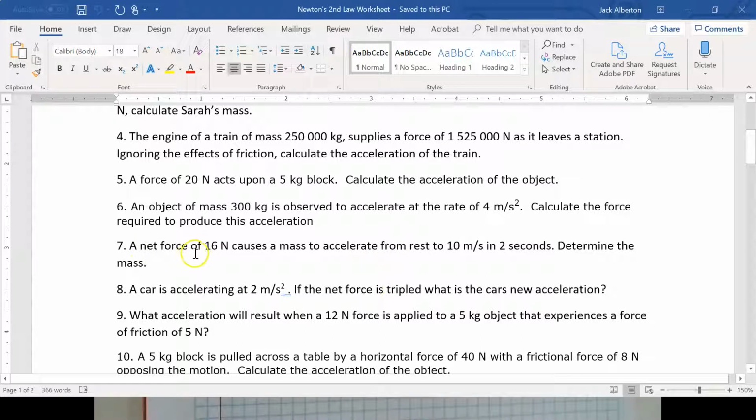A net force of 16 newtons causes a mass to accelerate from rest to 10 meters per second in 2 seconds. Determine the mass. Can you see how first you have to find the acceleration? They didn't just tell us the acceleration, they told us that the car goes from rest to 10 meters per second in 2 seconds. So do we know how to determine the acceleration in that situation? Acceleration is changing velocity over time. Once we know the acceleration, since we know the force, we'll be able to work out the mass. So I'll just do 7.